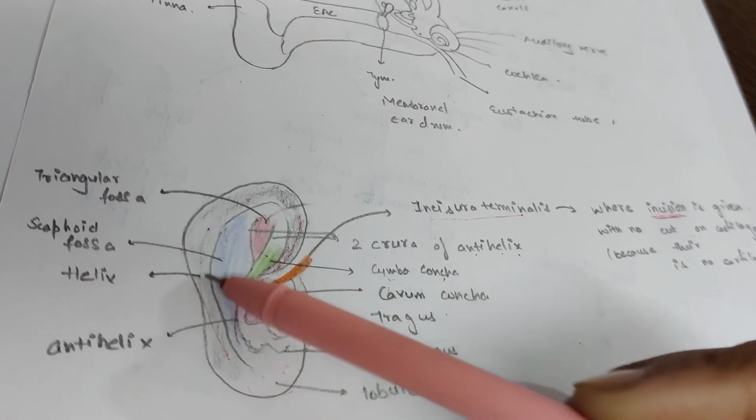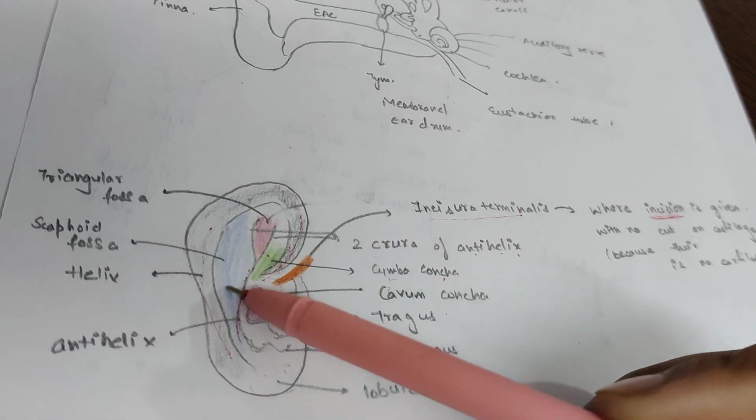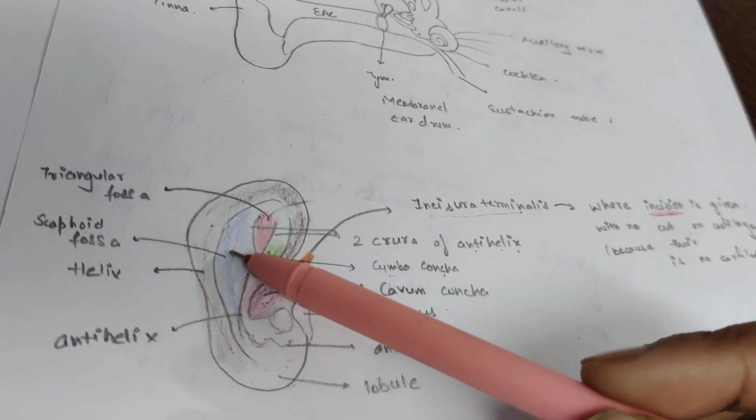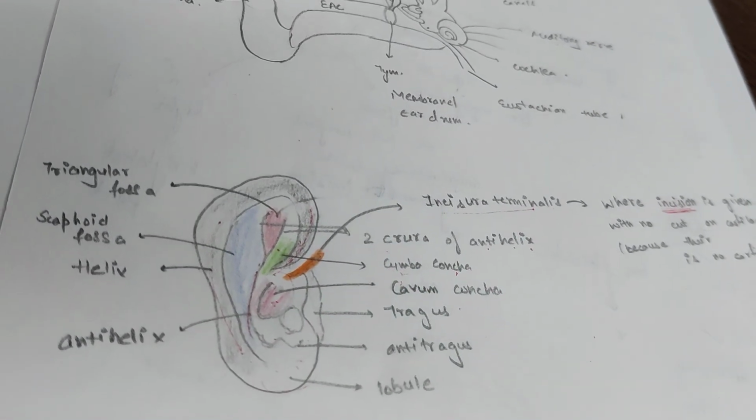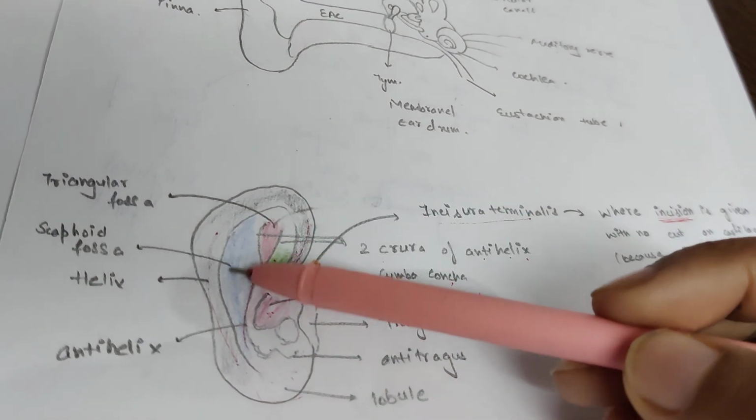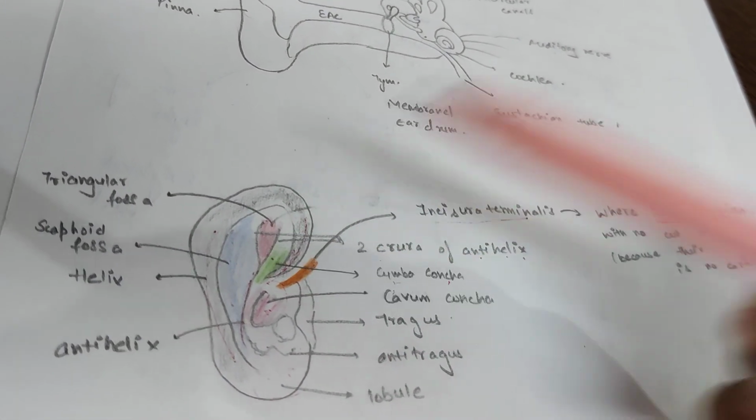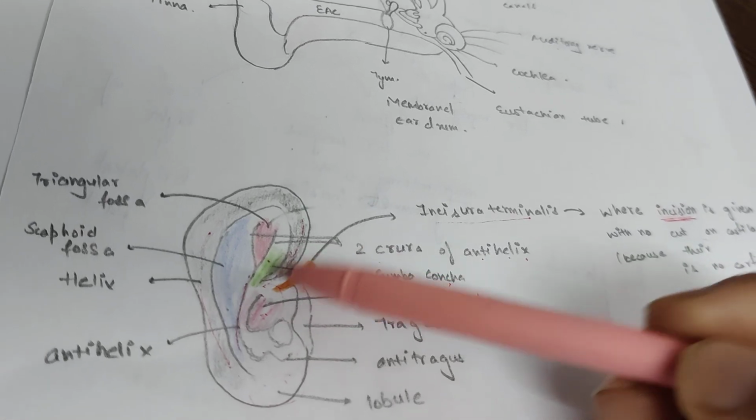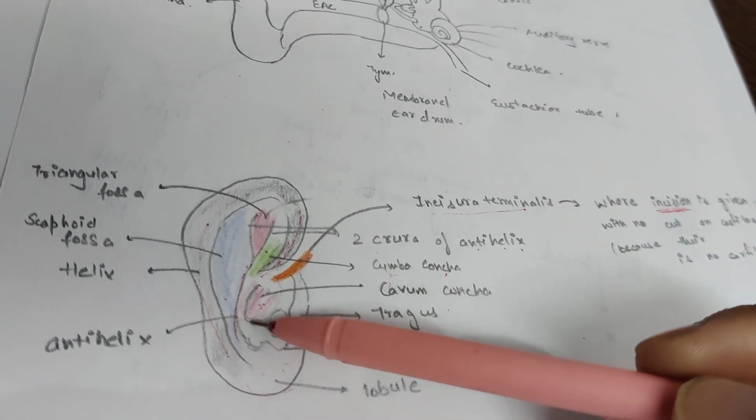In between the helix and antihelix, there is a scaphoid fossa. So four fossae or depressions we have studied: scaphoid fossa, triangular fossa, cymba concha and cavum concha.